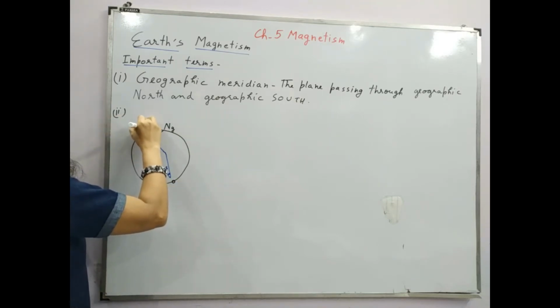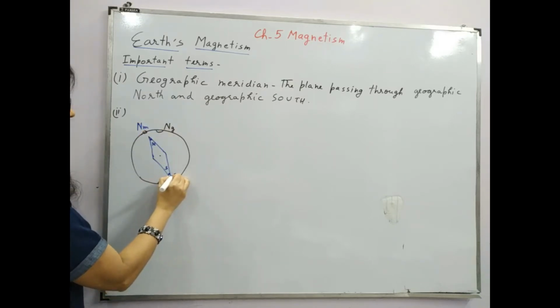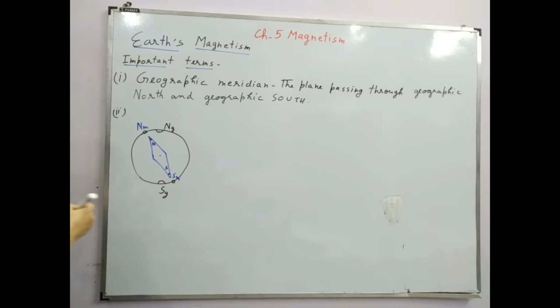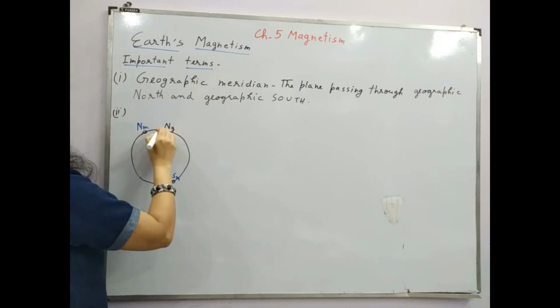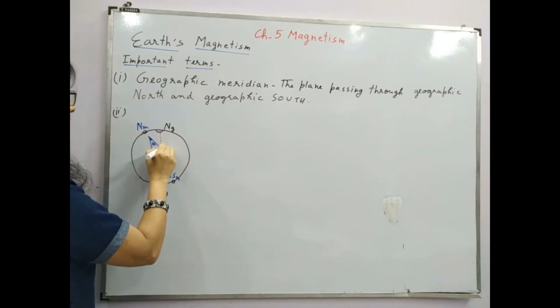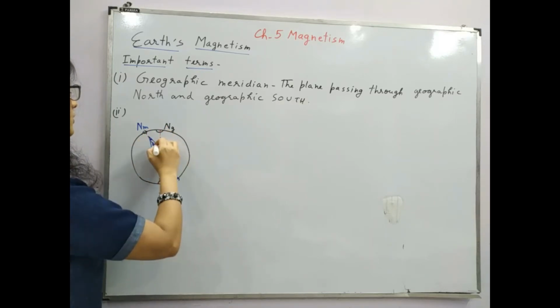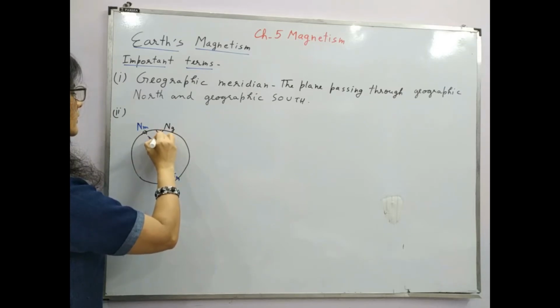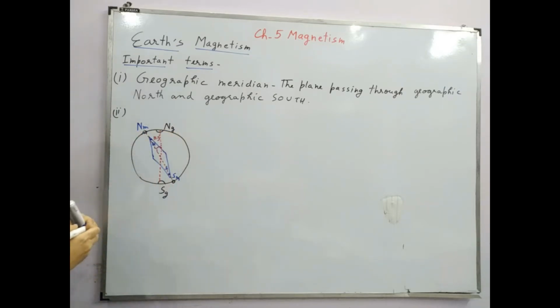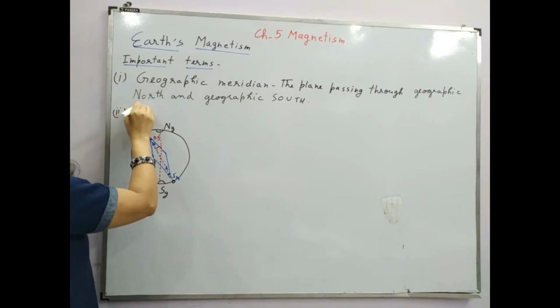So you can write it like this. This is magnetic north and magnetic south. And what is the angle between these two? The angle is nearly 11.3 degrees at this place. So this was the geographic meridian, the plane passing through geographic north and geographic south. What will be the plane passing through magnetic north and magnetic south? This is the magnetic meridian.